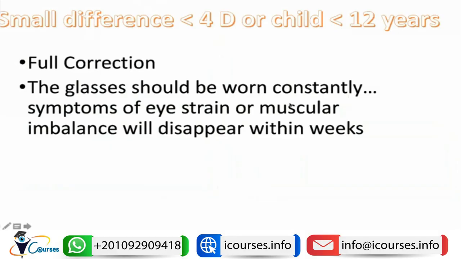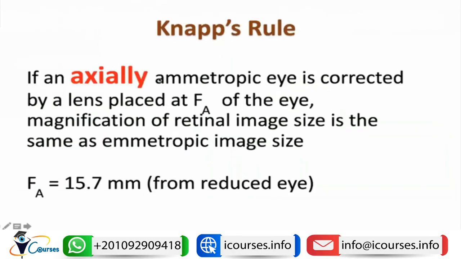And this will lead to the symptoms of eye strain or asthenopia disappearing within a few weeks. But what happens if there is a large difference? If there is a large difference, more than 4 diopters.